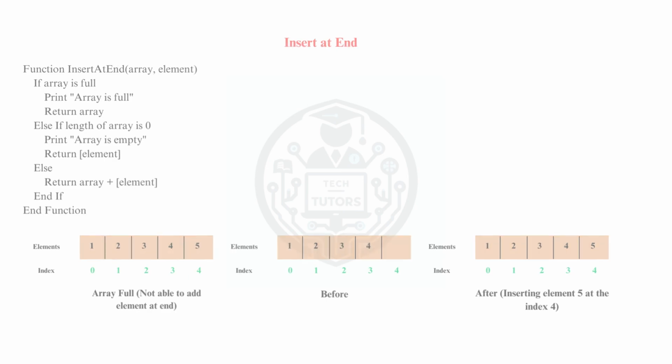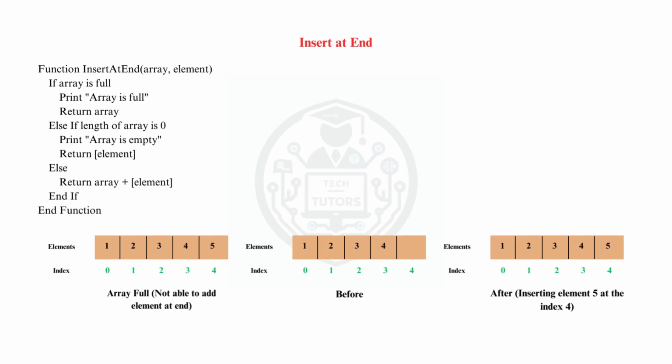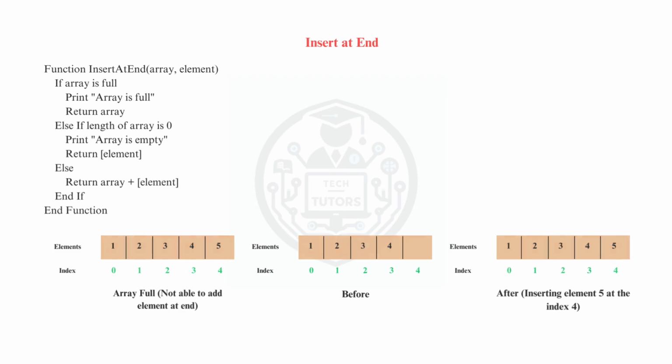The insert at end function appends a new element to the end of the array. Since this operation only involves placing the new element in the next available position, it is typically the most efficient insertion method. No shifting of other elements is necessary, making it a quick and straightforward operation.